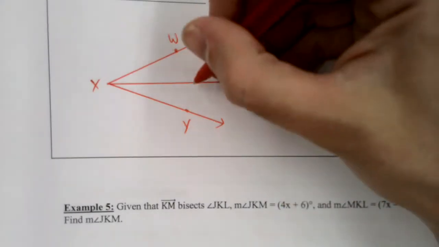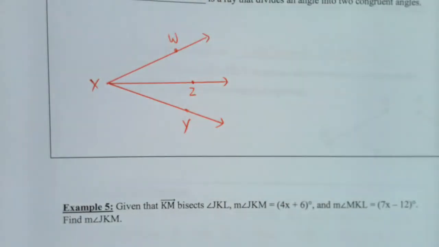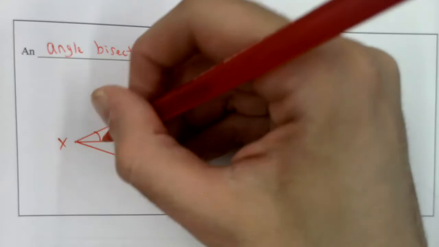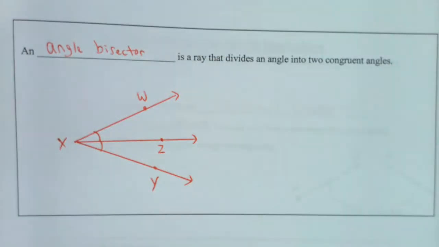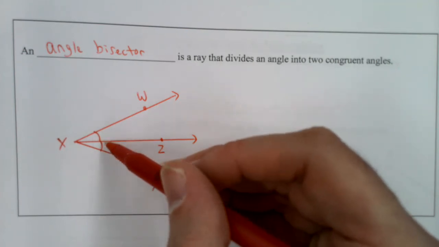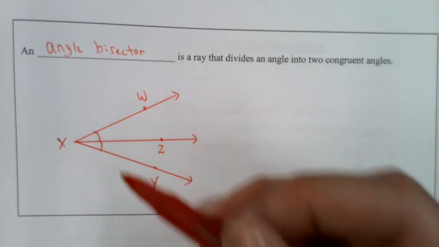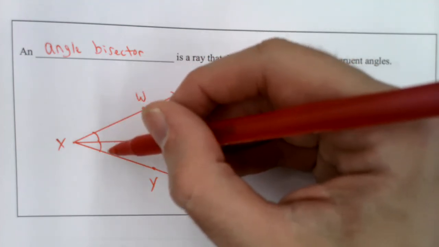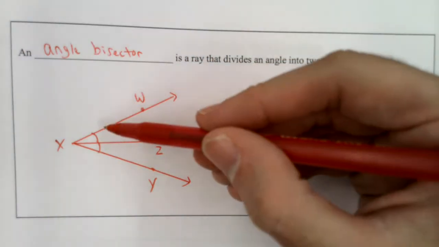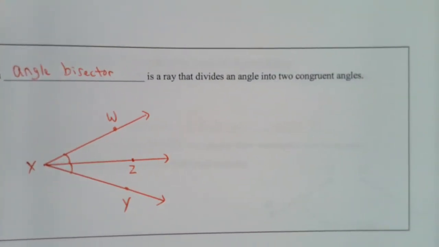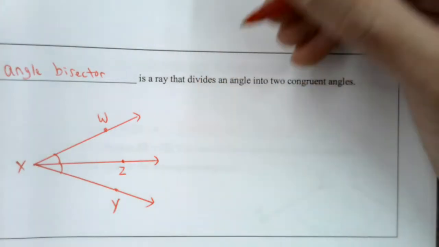Let me label this Z. And since I bisected that angle, I cut it into two congruent angles, I'm going to label that like this. I'm going to put one arc on that angle, and one arc on that angle. Whenever you see a diagram and you see one arc over here and one arc over here, that means those two angles are congruent. It means they're the same. I could put two arcs on this angle. If I put two arcs there and two arcs there, it means they're the same. If I put three arcs here and three arcs here, it means they're the same, and so on. So XZ is the angle bisector.